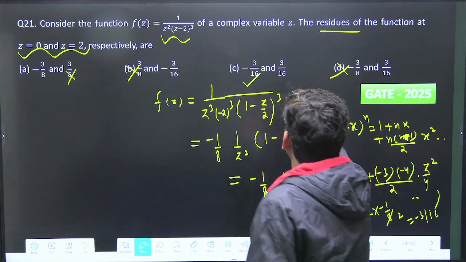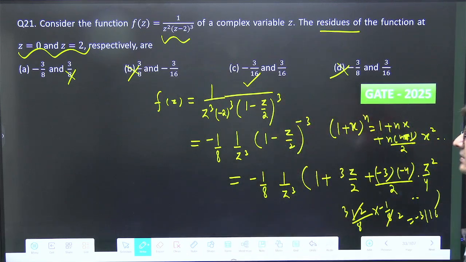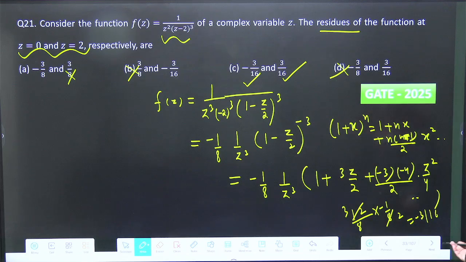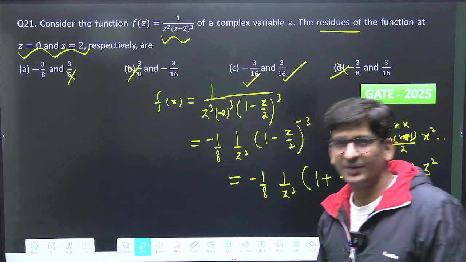And if you calculate for z is equal to 2, you will get this 3 by 16, okay? So no need to calculate, because only that option is giving minus 3 by 16, okay? Thank you so much.